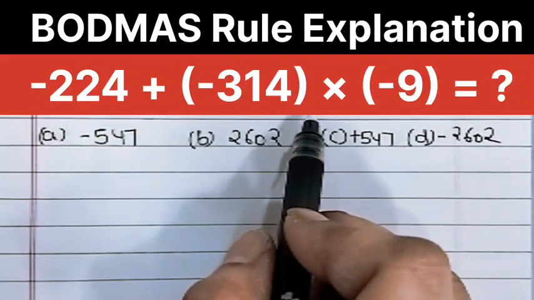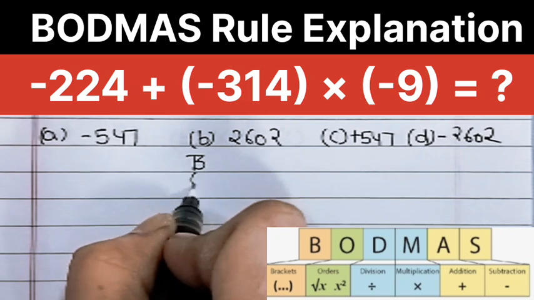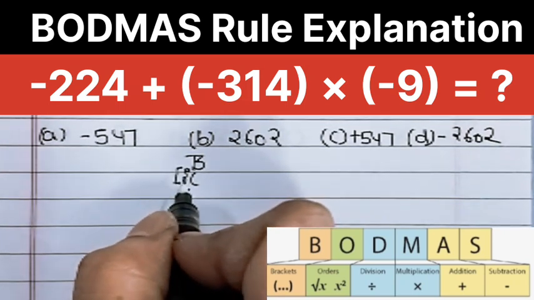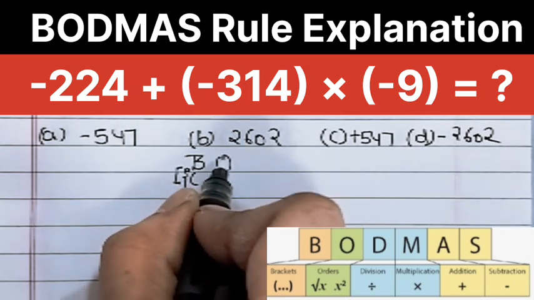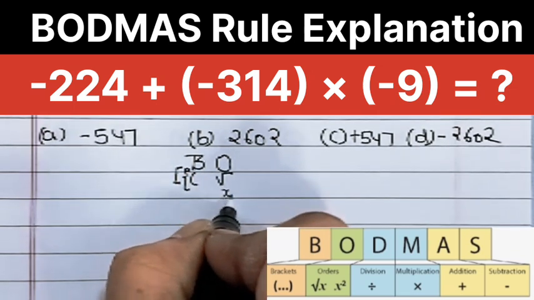Now to solve this expression, we follow the BODMAS rule. The BODMAS rule says first we solve brackets: small bracket, curly bracket, then square bracket. Then after that we solve O. O stands for "of", multiplication, or you can solve square roots and exponents.